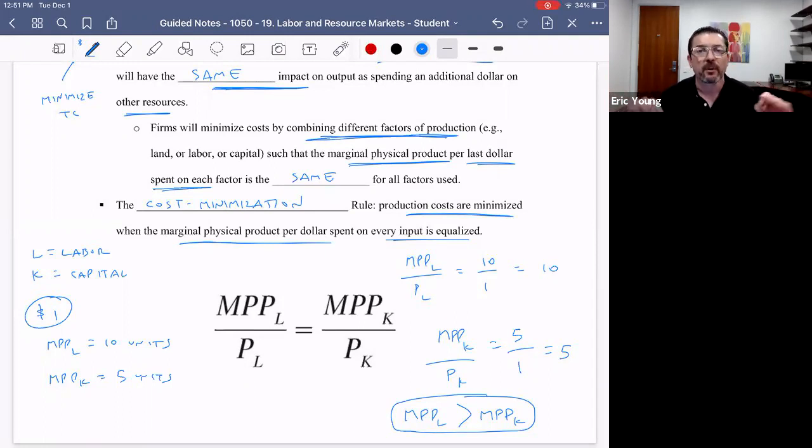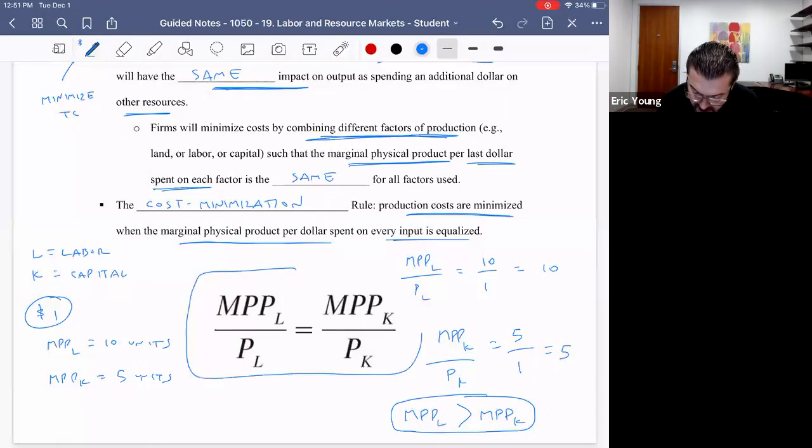You're going to keep making these adjustments, hiring more of one and less of the other, until the bang for the buck of each resource is equal. It's only when you achieve this condition, where the bang for the buck of labor equals the bang for the buck of capital, that your costs are minimized. Because by definition, at that point, you cannot move resources around in any way that lowers your cost anymore.